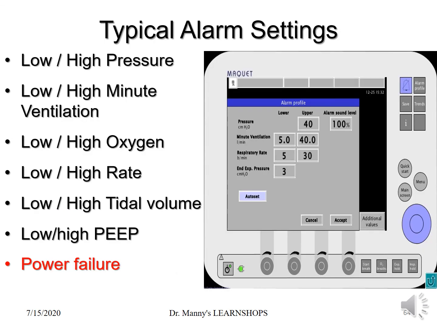Alarm settings are very important for all machines, not just ventilators. So typical alarm settings in a ventilator are low or high pressure, low or high minute ventilation, low or high oxygen, low or high breathing rates, low or high tidal volumes, low or high PEEP levels, if there's a power failure.